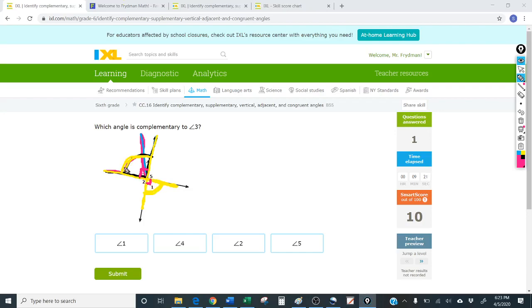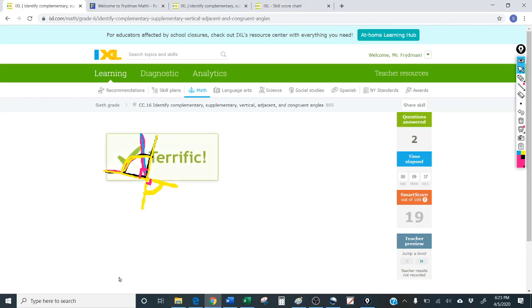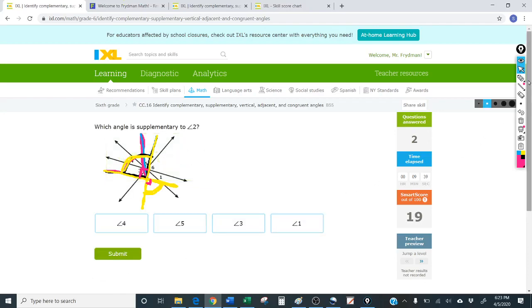So yes, angle 3 plus angle 4 do in fact make a 90-degree angle, and therefore angle 4 is complementary to angle 3, meaning they add up to 90 degrees. Alrighty, let's try the next one.